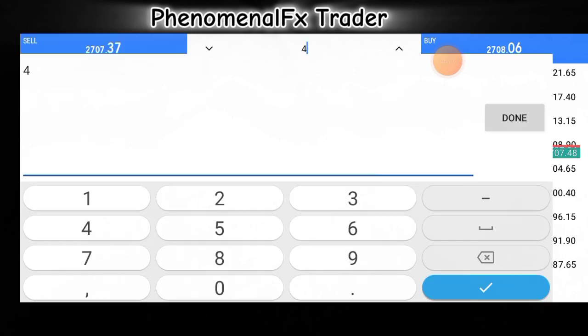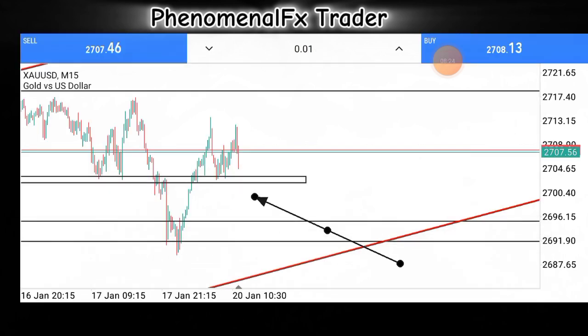Let's find the minimum lot size for this particular pair. I think it's about 0.01. Is it 0.02? Let me see. No. Okay, it's going to be 0.01. 0.01 is the minimum lot size for this particular pair, right?